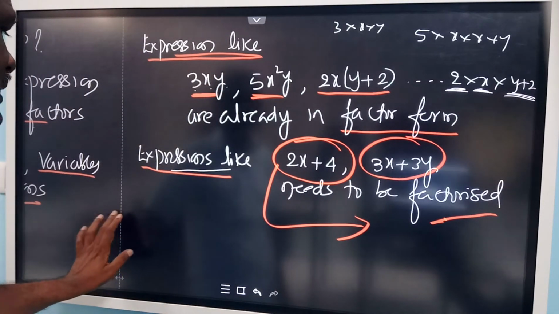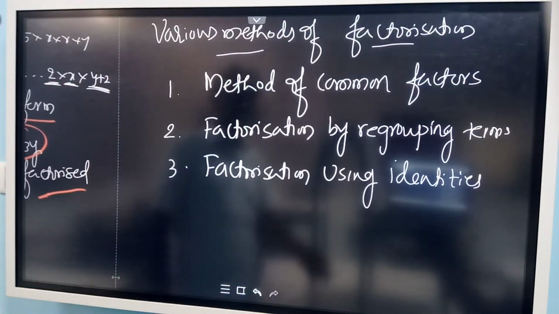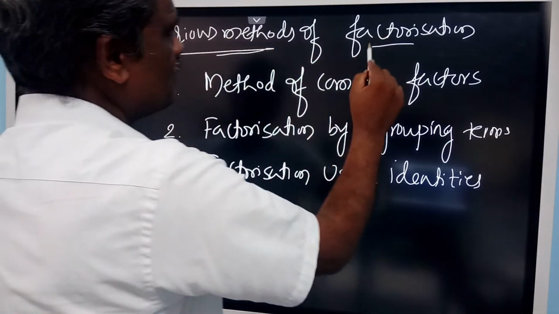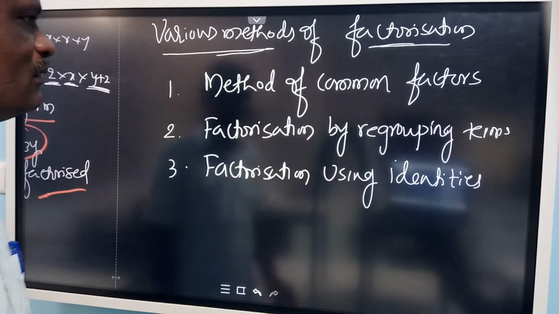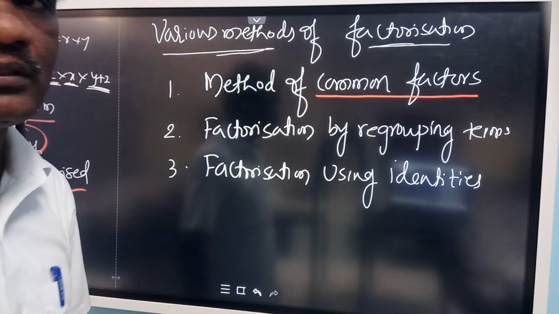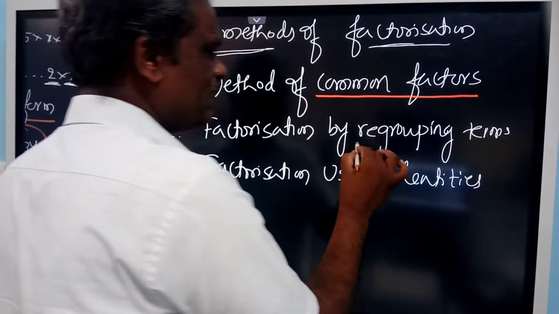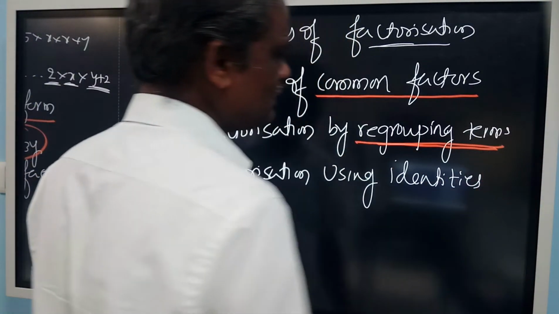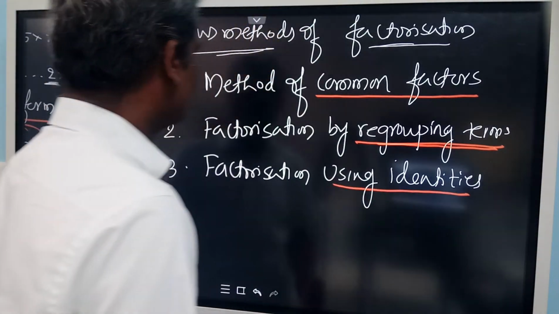So what are the methods of factorization? There are various methods of factorization. We are going to learn the major three methods. First method is the method of common factors. Second one, factorization by regrouping the terms. Third one, factorization by using identities. There are three.